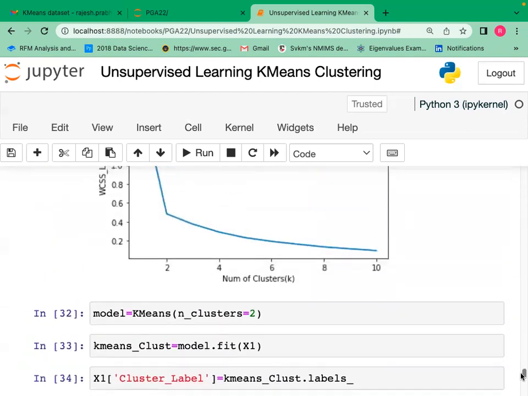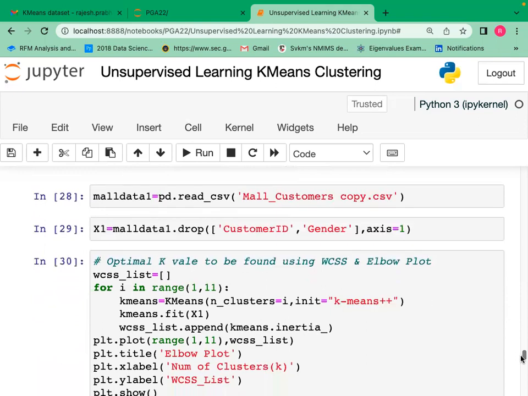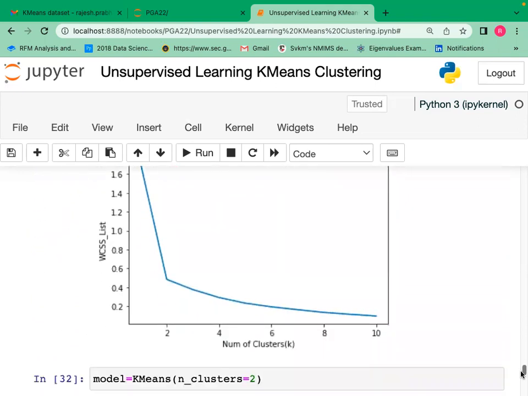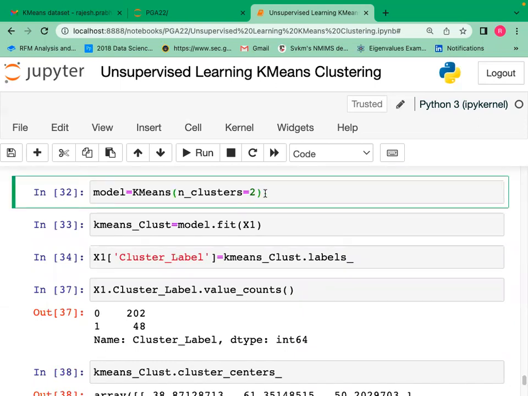So once I re-imported the data and I dropped the customer ID and gender, then we did the WCSS. We found out two clusters are better. Now, if you take 5 clusters, we are in a confusion, right? Whether it should be 2 clusters or 5 clusters.